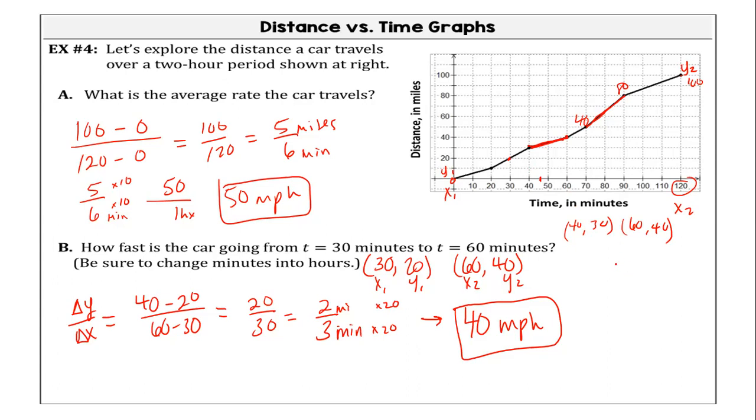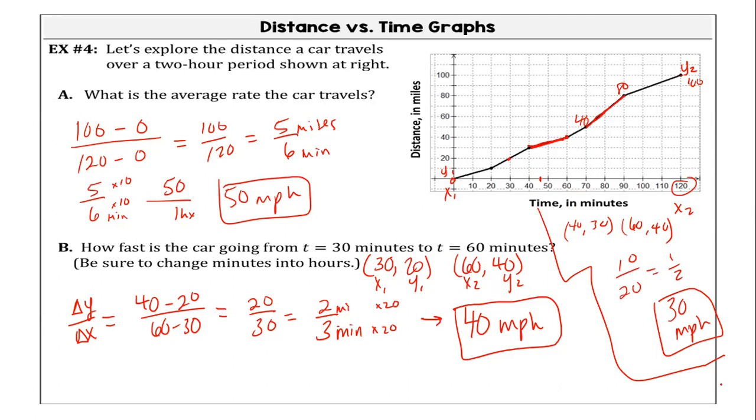So I'm just going to do the math right here really quick. That gives us 10 over 20, which equals a half. So how fast was I driving? 30 miles per hour. So at 45 minutes, I was driving 30 miles per hour. Okay? So I didn't have to go back to it. Changing my Y, 40 minus 30. Changing my X, 60 minus 40, 20. Remember, this is miles per minute, and we need to make it into miles per hour.